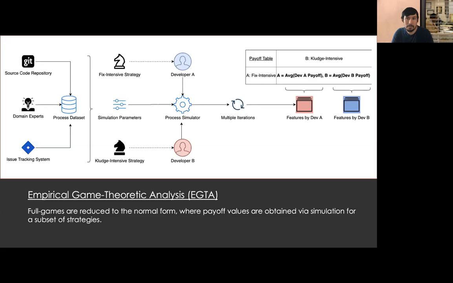In a fix-intensive strategy, developers commit proper fixes until a week before the release, when they switch to commit kludges or workarounds. And a kludge-intensive strategy, where a developer switches to commit kludges when work items start accumulating. In the slide, for the table cell corresponding to a fix-intensive strategy against a kludge-intensive strategy, we use the process simulator to obtain the number of features delivered per developer. We do this over multiple iterations so we can calculate the averages.